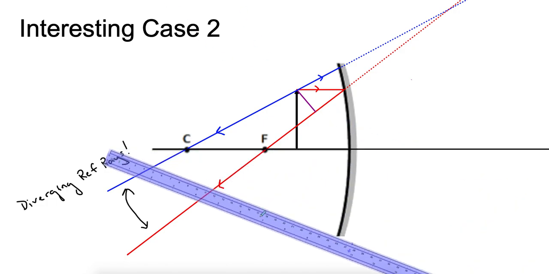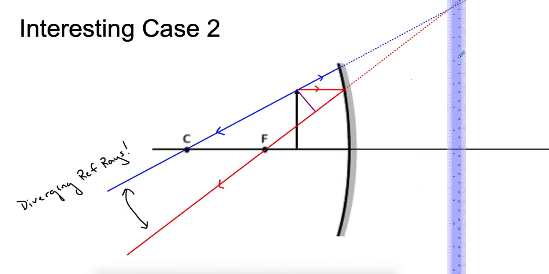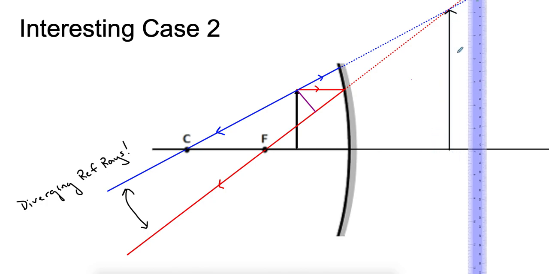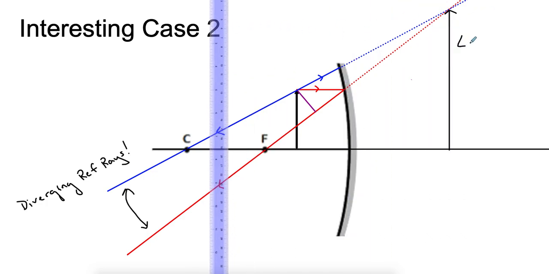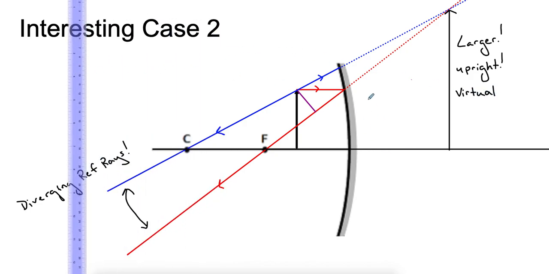And what you'll see here is if we go to that intersection point, which is roughly here, we get an image that is much larger. Larger image. It's upright. And it is real or virtual? Correct, it is virtual because it's on the opposite side of this mirror, the non-reflective side.